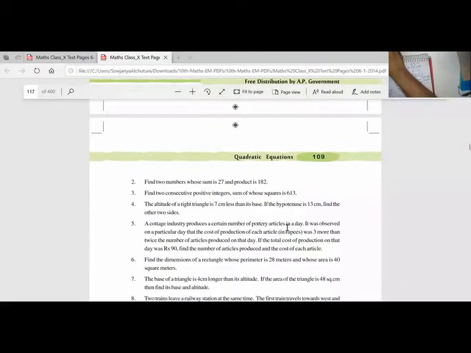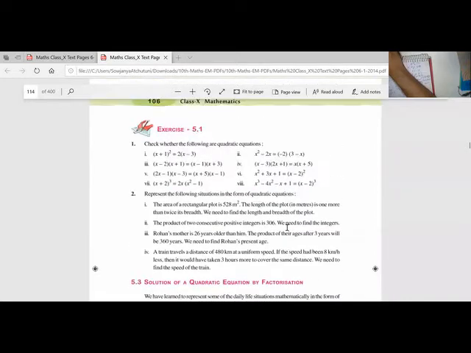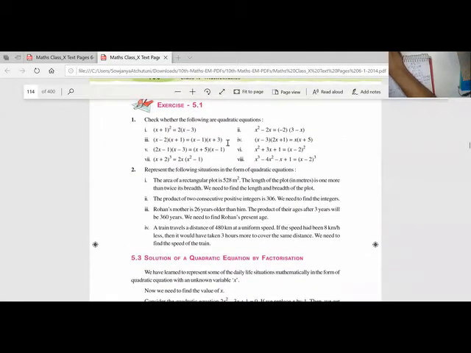So the theory questions first, we will do 5.1. Check whether the following are quadratic equations or not. Here x squared is coming. When I expand it, here 2x is linear. So x squared will remain in this equation. It is not getting cancelled out. So it's a quadratic equation.